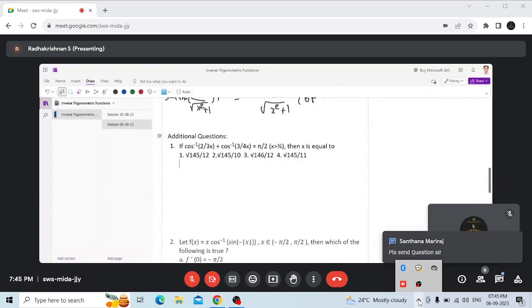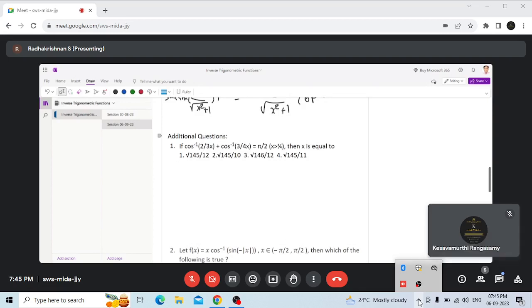Now this is a problem. Just read the problem and think about it. Cos inverse of 2 by 3x plus cos inverse of 3 by 4x equal to pi by 2. So this is also very similar. This question came in one of the JEE. Please try that for some time and then we'll discuss.